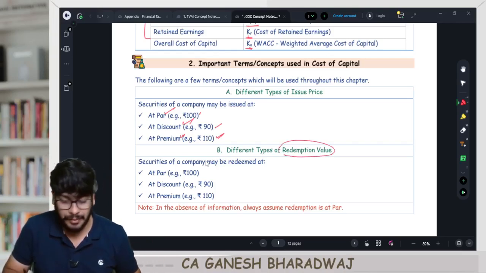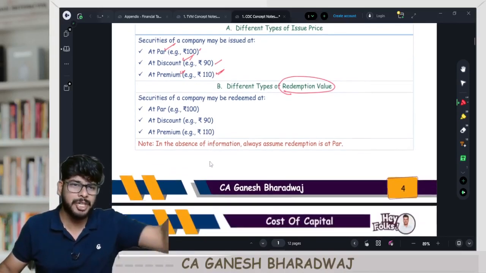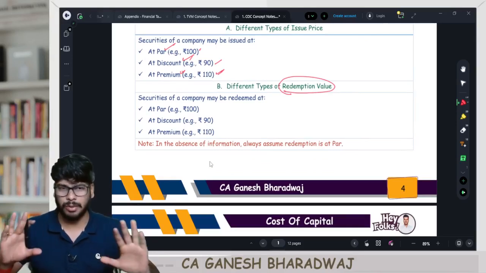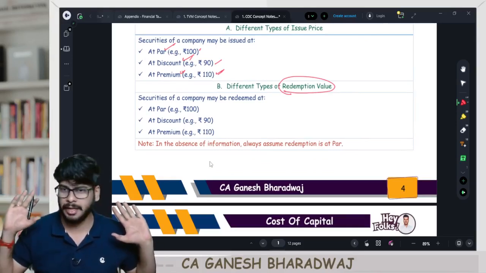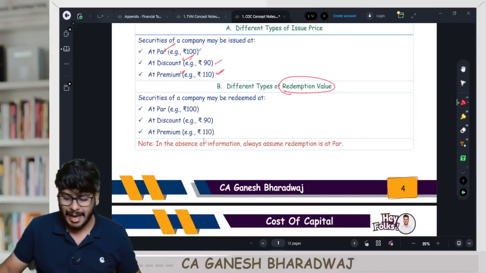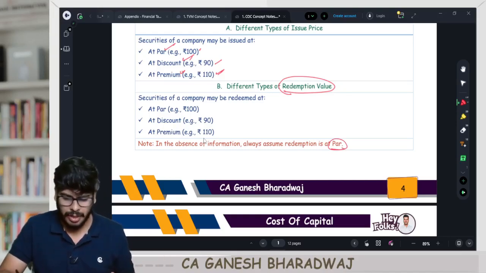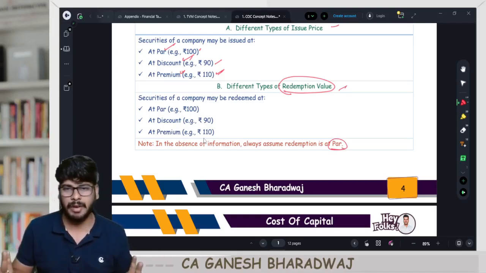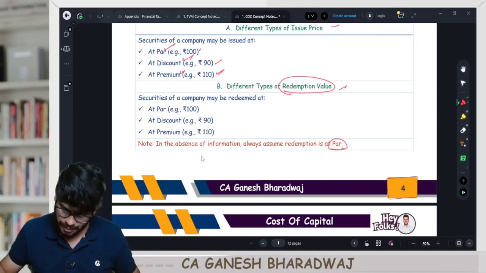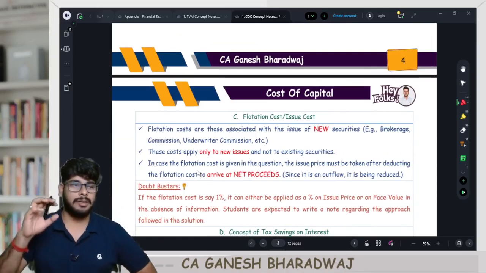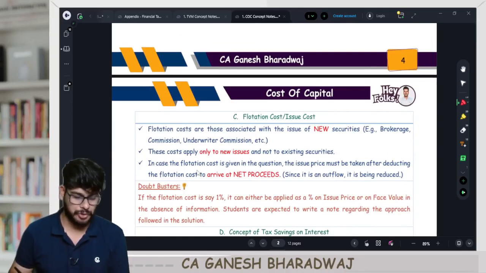Similarly, there are different types of redemption value. The redemption can happen either at par, at a premium, or at a discount. Agreed on this? Fine. In the absence of information, what do we assume? We always assume that it is happening at par, right? Nothing is given, so you can assume that both the issue price and the redemption value are at par. It's a very normal and standard assumption. Perfect.